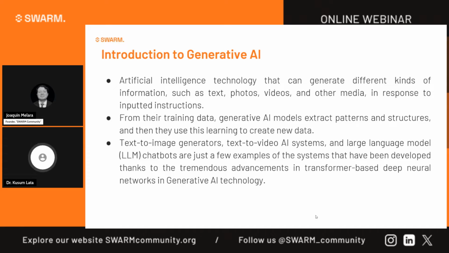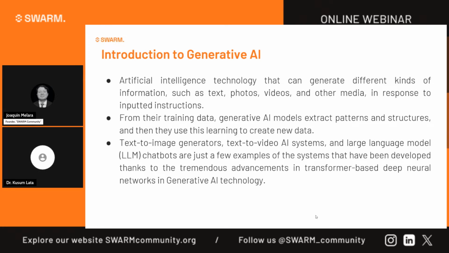So here generative AI is using artificial intelligence technology to generate different kinds of information. It can be text, images, videos, anything else. You just have to give some instructions about what type of information you want.